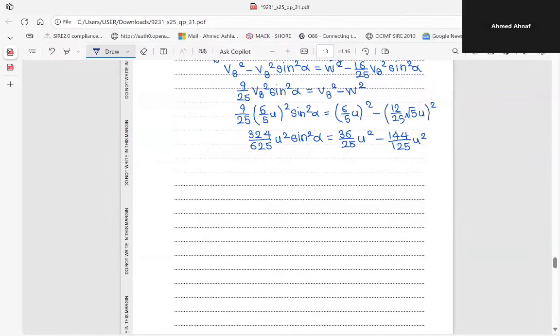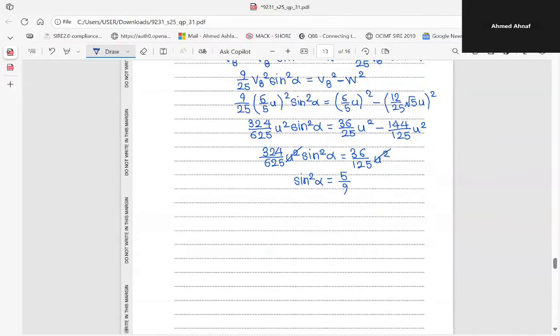Sorry, 324 over 625 u² sin²α. This equals 36 over 25 minus 144 over 125. You will get 36 over 125 u². So we can cancel out the u² and just directly find sin²α. So that's 36 over 125 divided by 324 over 625. So you will get 5 over 9.